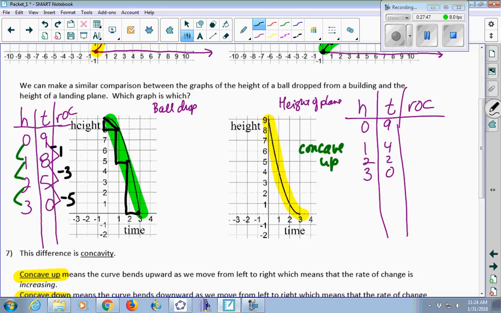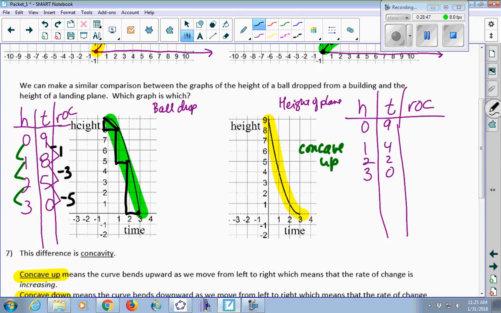Okay, this is the tricky part. We say the rate of change is decreasing: -1 to -3 to -5. As you move further away from 0 in any direction, you're decreasing. To the left of 0, yes. Even on the right, if you go from 5 to 3, you're decreasing. So you can't just look at the absolute values of the numbers. You've got to think about whether you're becoming more negative. If I'm becoming more negative, then I'm decreasing. My rate of change is decreasing. If it were the other way around, I would be increasing.